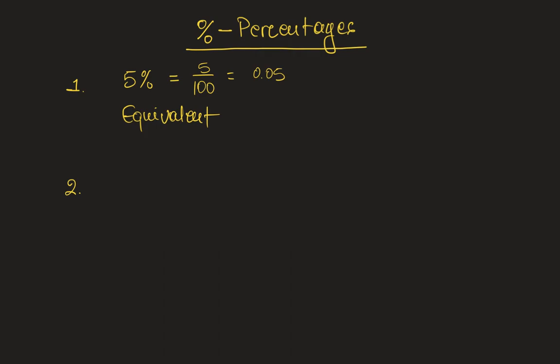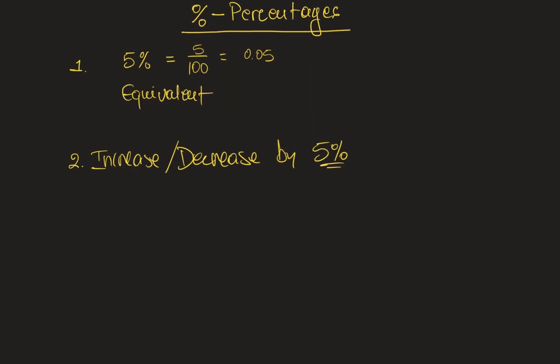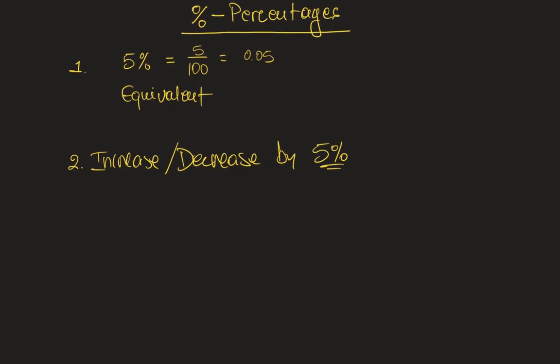Number two, we're going to talk about increase or decrease by a percentage. Given that we've already talked about the 5% and how that works, let's see what happens if we increase something or we decrease something by 5%. So let's start with the population of a town. A town in 1990 had a population, and just to make a nice number, of 5,000 people.